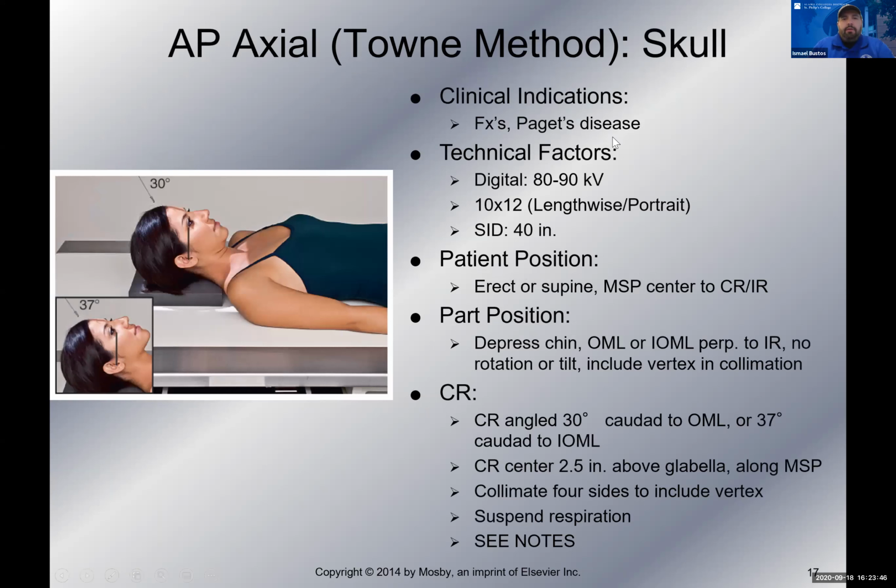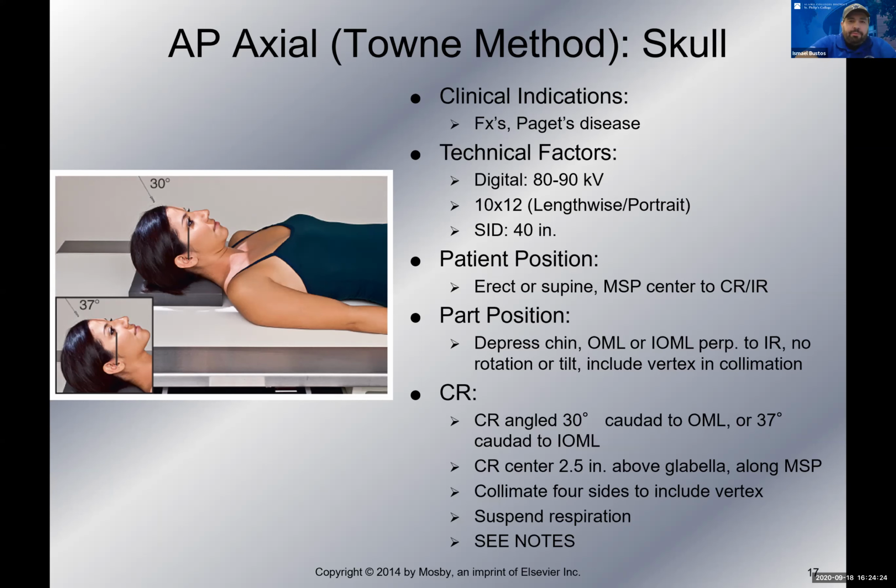All right, so let's talk about the AP axial Towne method. This projection is done primarily to view the occipital bone, which is the bone towards the back here. So we want to view that occipital bone, the back of the head. It's also done to see other fractures, and there are other parts of the anatomy that we're going to see when we look at the radiograph, okay? But primarily it's for the occipital bone, the foramen magnum, and the dorsum sellae. KVP is 80 to 90, 40-inch SID. Put the patient either erect or supine. The book shows you here that they're doing them supine, which is fine.